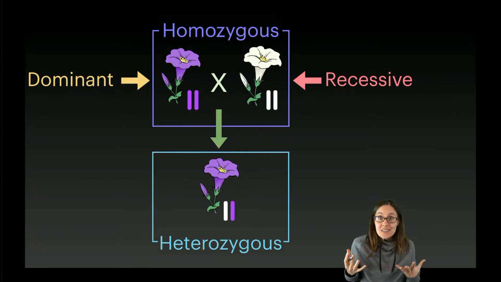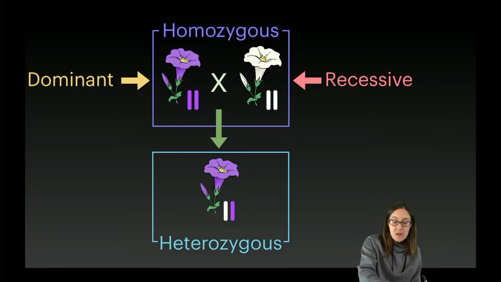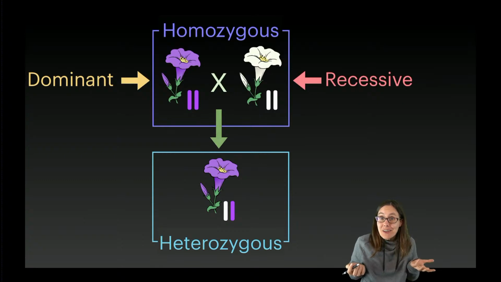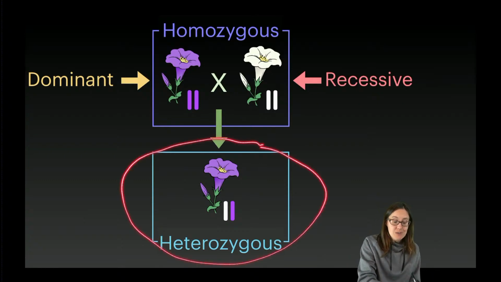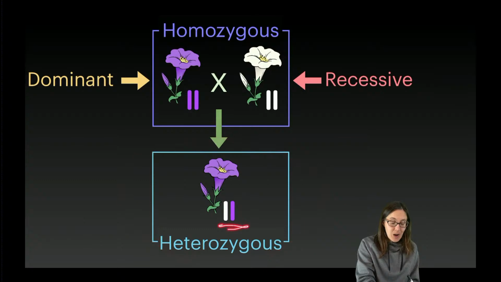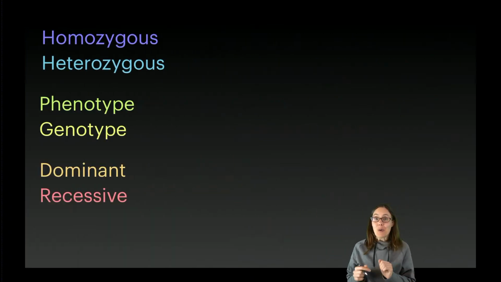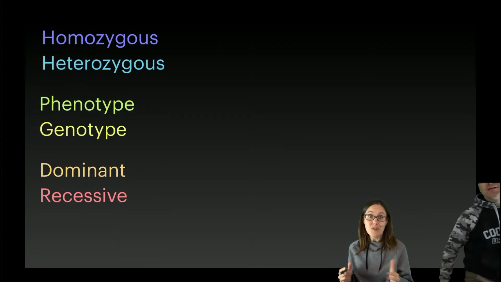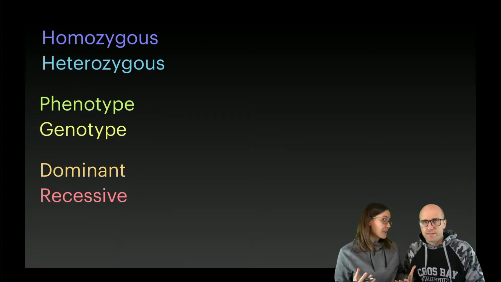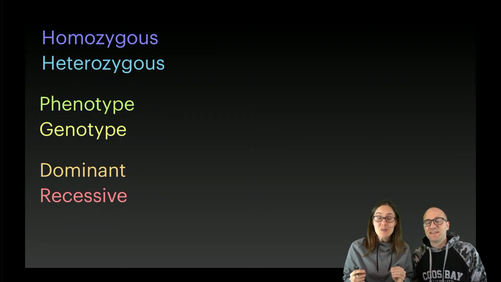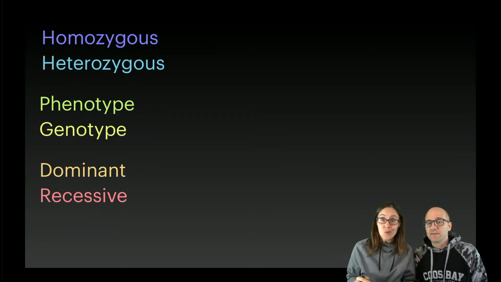And the trait that we see, like purple flowers, can either be dominant or recessive. And how do we know if it's dominant or recessive? Well, it's by looking at the heterozygous case. When we have two copies of the allele that are different, the trait that shows up is dominant. So these are the terms that are super important to know when you're talking about genetics: homozygous, heterozygous, genotype, phenotype, and dominant and recessive. They're new words that we don't use all the time, so if you're feeling a little confused about them, make sure to go back and review and do the worksheets.